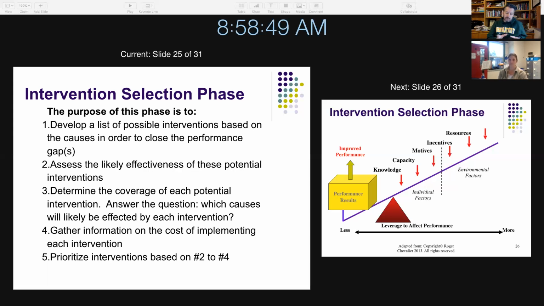And it can have the opposite effect too. If you send somebody to training that has nothing to do with making them a better employee or helping them do their job, that might really wear on their motivation to do the job. And then you're going to prioritize your interventions, because you might not be able to do all of them. So this is an area where you'll really spend some time thinking about these things.